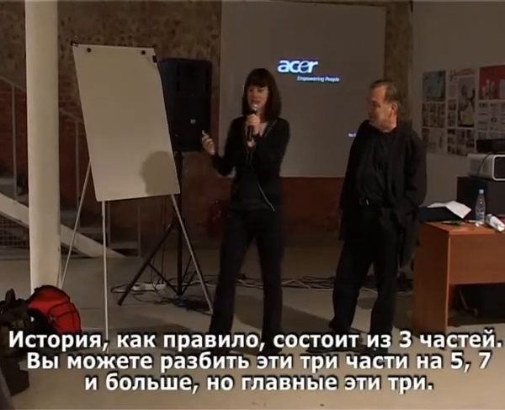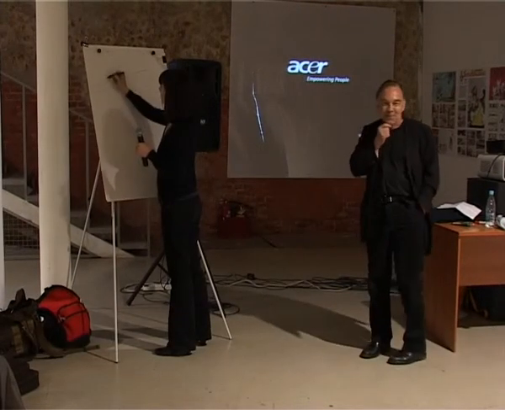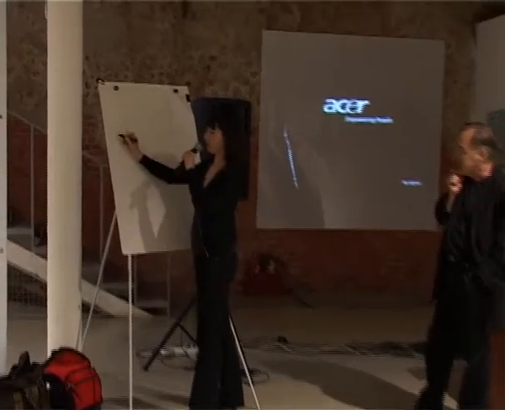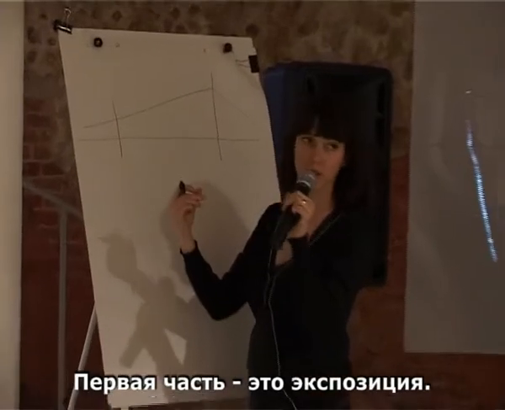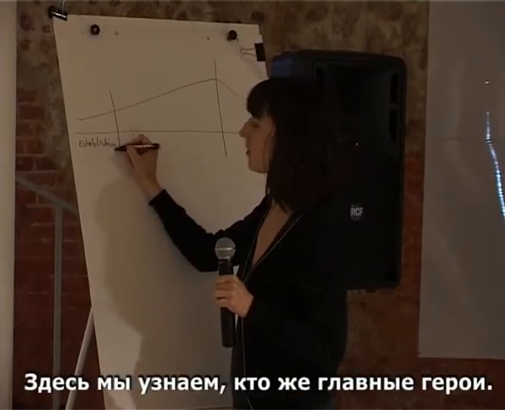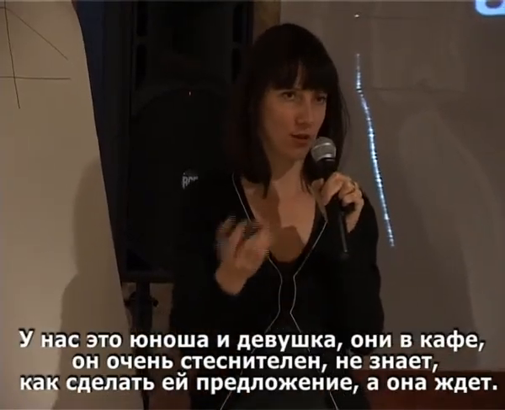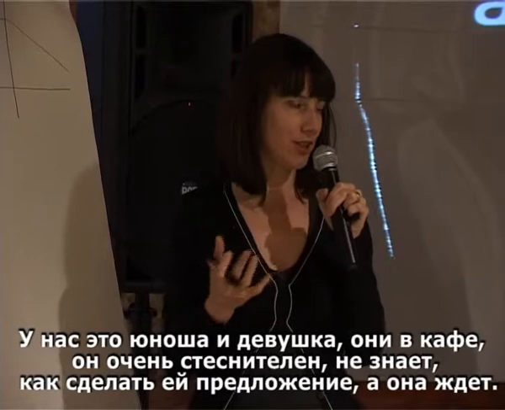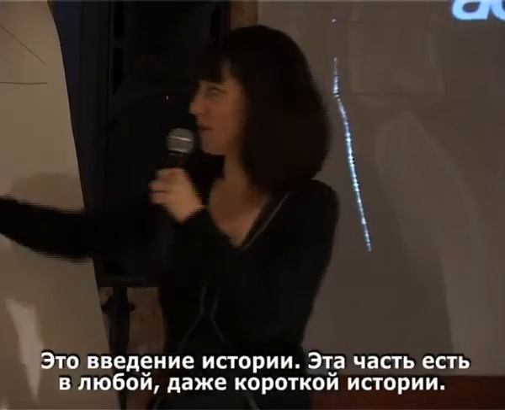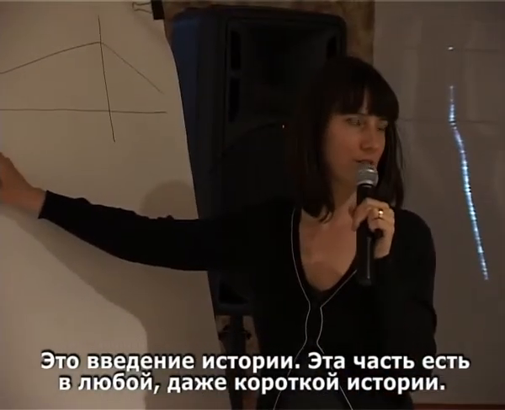A story usually has 3 parts, every story, even a short joke has 3 parts. You can divide these 3 parts into more parts, like 5 parts or 7 parts. The first part is the establishing of the story. That's where we find out who is in the story. We say it's a girl and a guy, in a coffee house, he's very shy, he doesn't know how to propose, and she's expecting it. So this is the establishing of the story, and every story has this in a way.